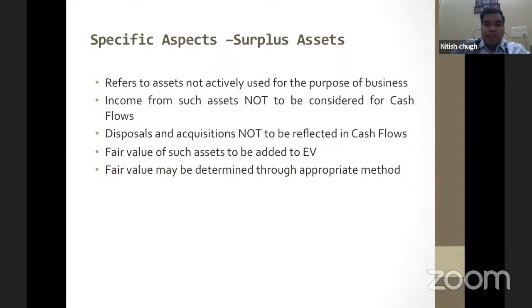Surplus asset refers to an asset not actually used for the purpose of business. Income from such assets is not to be considered for cash flows. So if there are any non-core investments in the balance sheet, any income from such investment is not to be considered for cash flows. Disposal and acquisition are not to be reflected in cash flows. And fair value of such assets needs to be added to EV at day one. We have discussed this. Fair value may be determined through various appropriate methods. Fair valuation determination, there are many methods.